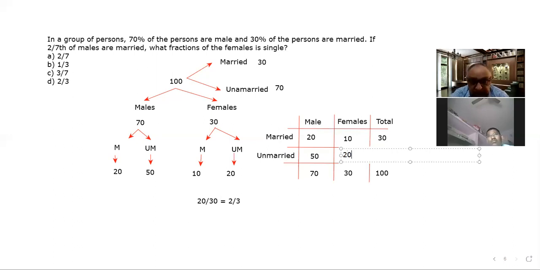So now the question is what? The question is, what percent or what fraction of the females is single? Out of the 30 females, 20 females are single, right? So your answer becomes 2/3, right? Total number of females is 30. Out of that 30, 20 females are single. So that's why your answer becomes equal to this.